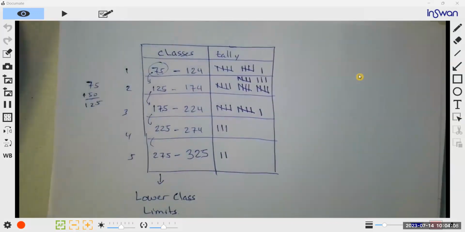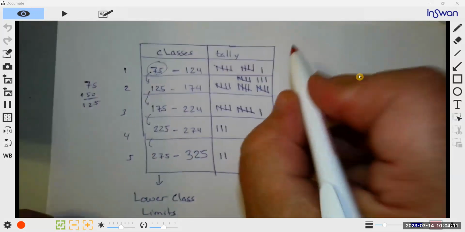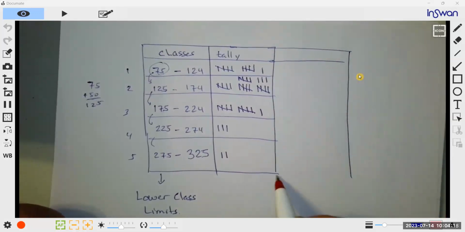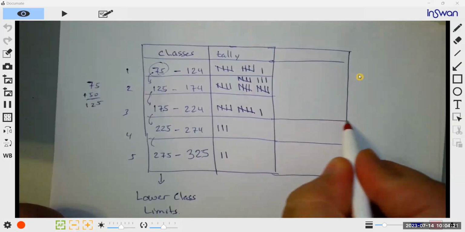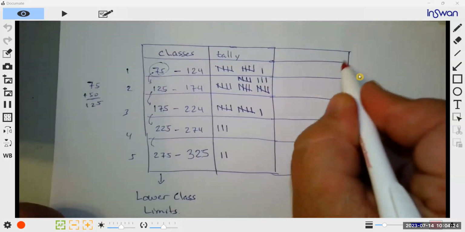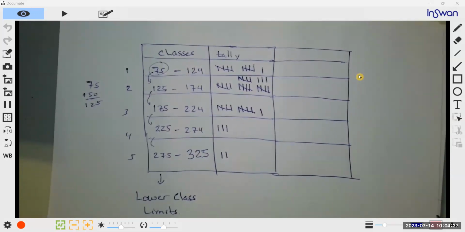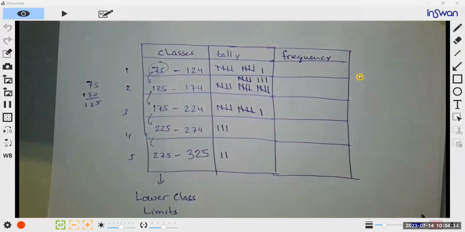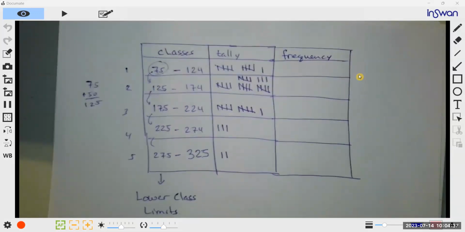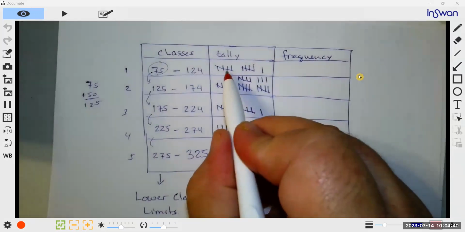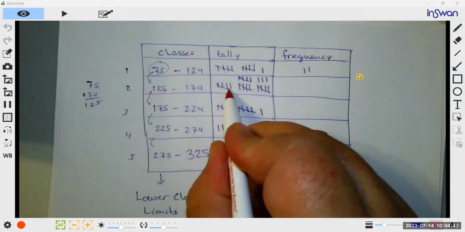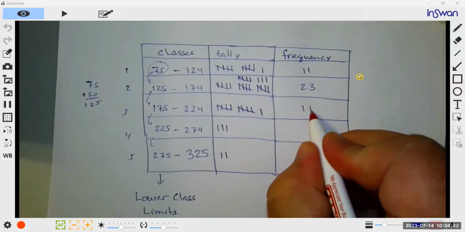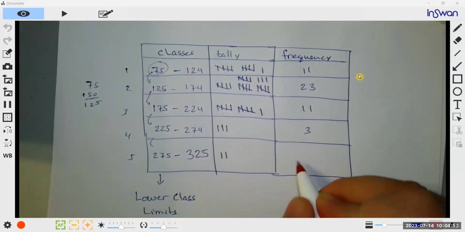All right. So that is our first step. What we've just done with these hash marks is we have organized our data, because now we can determine how many of our data are in each of these classes. 5, 10, 11, 5, 10, 15, 23, 5, 10, 11, 3, and 2.